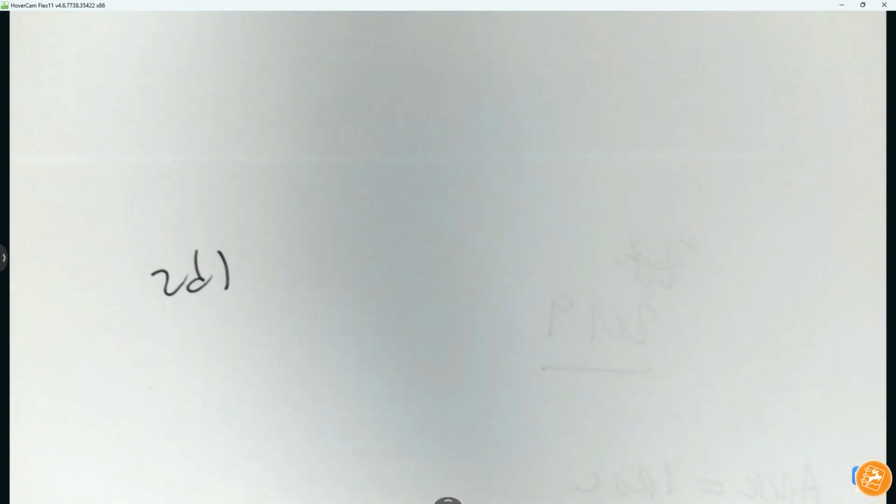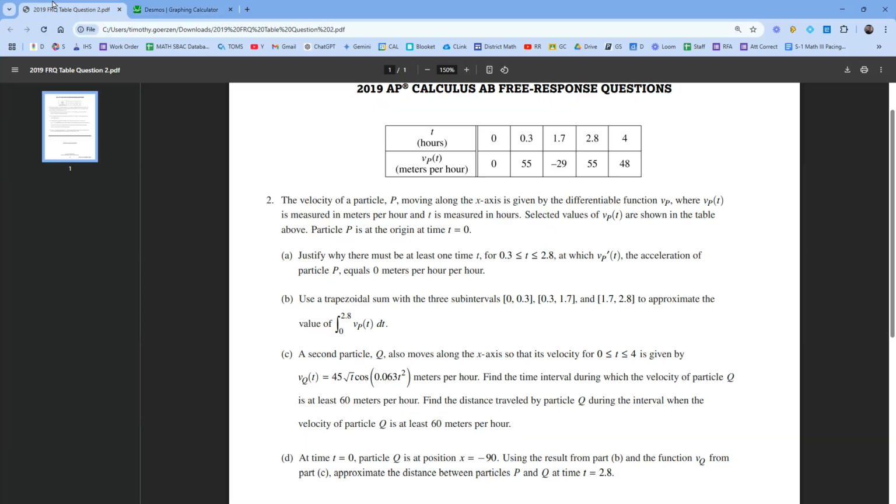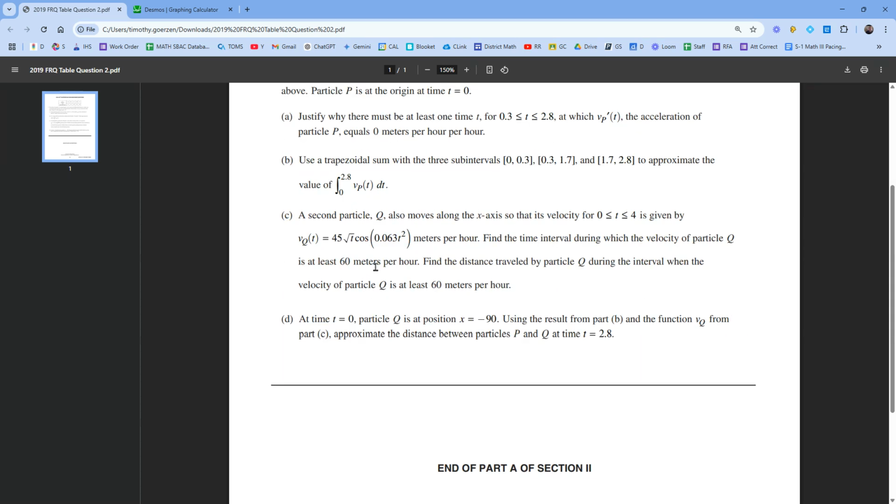In part D, it says at time t equals 0, particle Q, that's part C there, is at position negative 90. Use the result from part B and the function that we did right now to approximate the distance between the particles at 2.8. So if I read that again, I need to know the position of each particle and subtract to know the difference between them. So how do I figure out what the position is for each one?